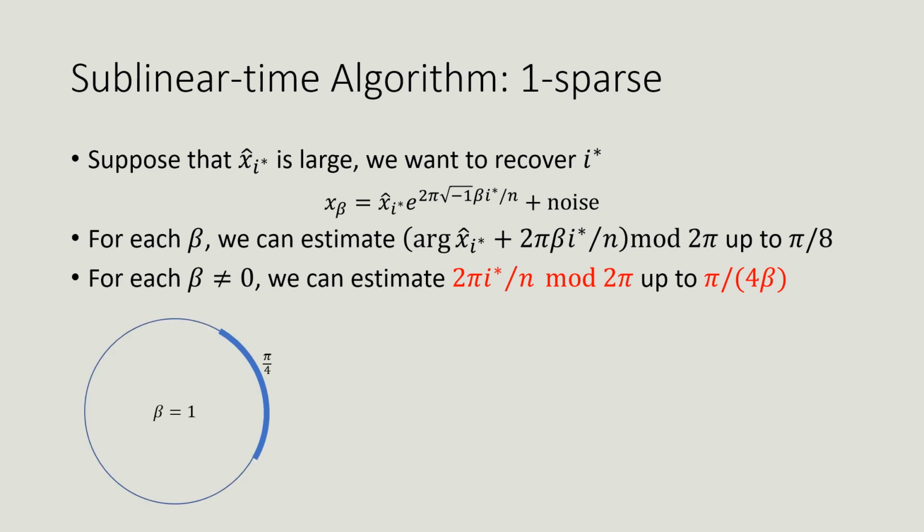Let beta be 1. We know that 2 pi I star over n belongs to an arc of size pi over 8, as shown in the picture here. Next, let beta equal 2. We can estimate 2 pi I star over n modulo 2 pi up to pi over 8, but now there are two possible arcs containing 2 pi I star over n, and each arc has size pi over 8. Comparing with the arc for beta equals 1, we know that 2 pi I star over n belongs to the upper right arc.